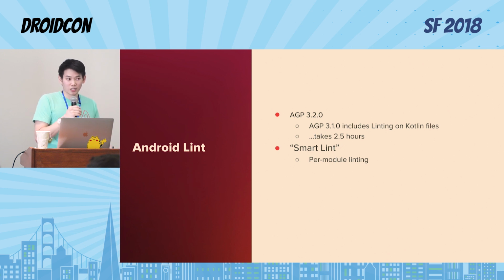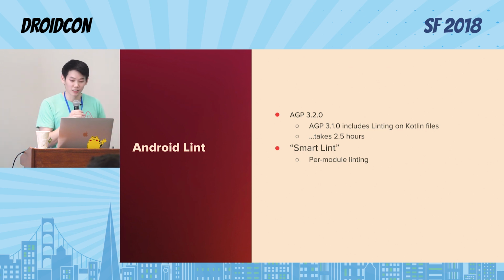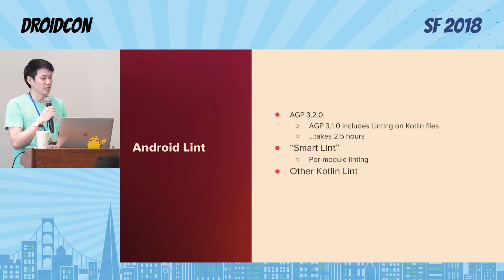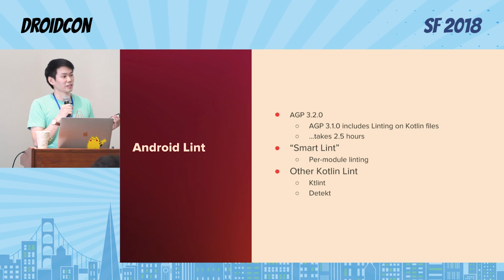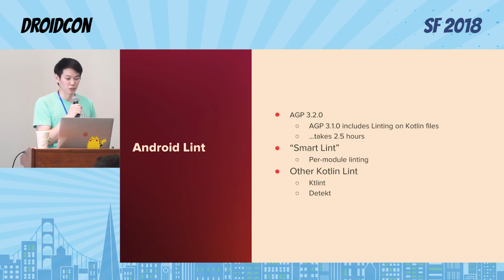But so far, we haven't seen a scenario where the full 2.5 hour lint has caught something that smart lint has not caught. But this has only been running for a few weeks, so we'll see how it goes. But so far, it's pretty promising. We do also do other Kotlin linting. We use a couple of libraries called KT-lint and detect. This stuff is a lot faster, but doesn't encompass as many lint rules as the full Android lint does.